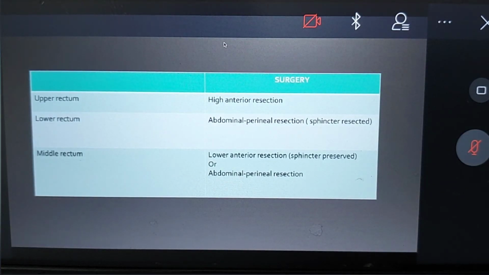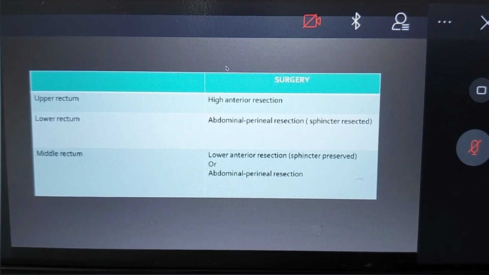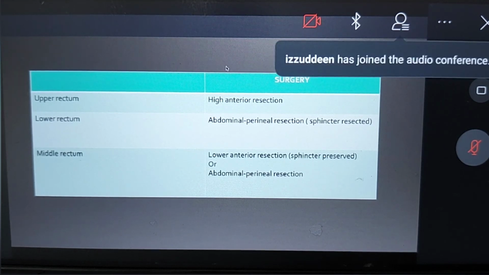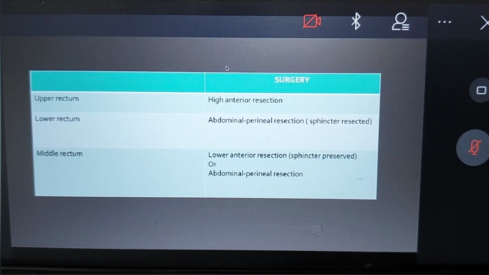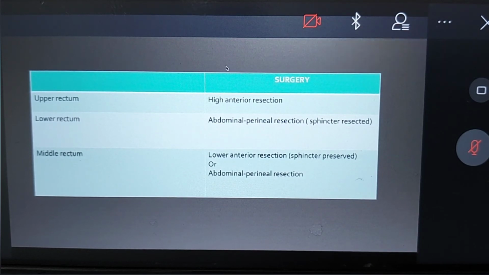In case of the rectum, if upper rectum, usually we do the high anterior resection. If lower rectum, we do the abdominal perineal resection. This is when the sphincter is also resected. In middle rectum, it's either low anterior resection, in which the sphincter is preserved, or the abdominal perineal resection.